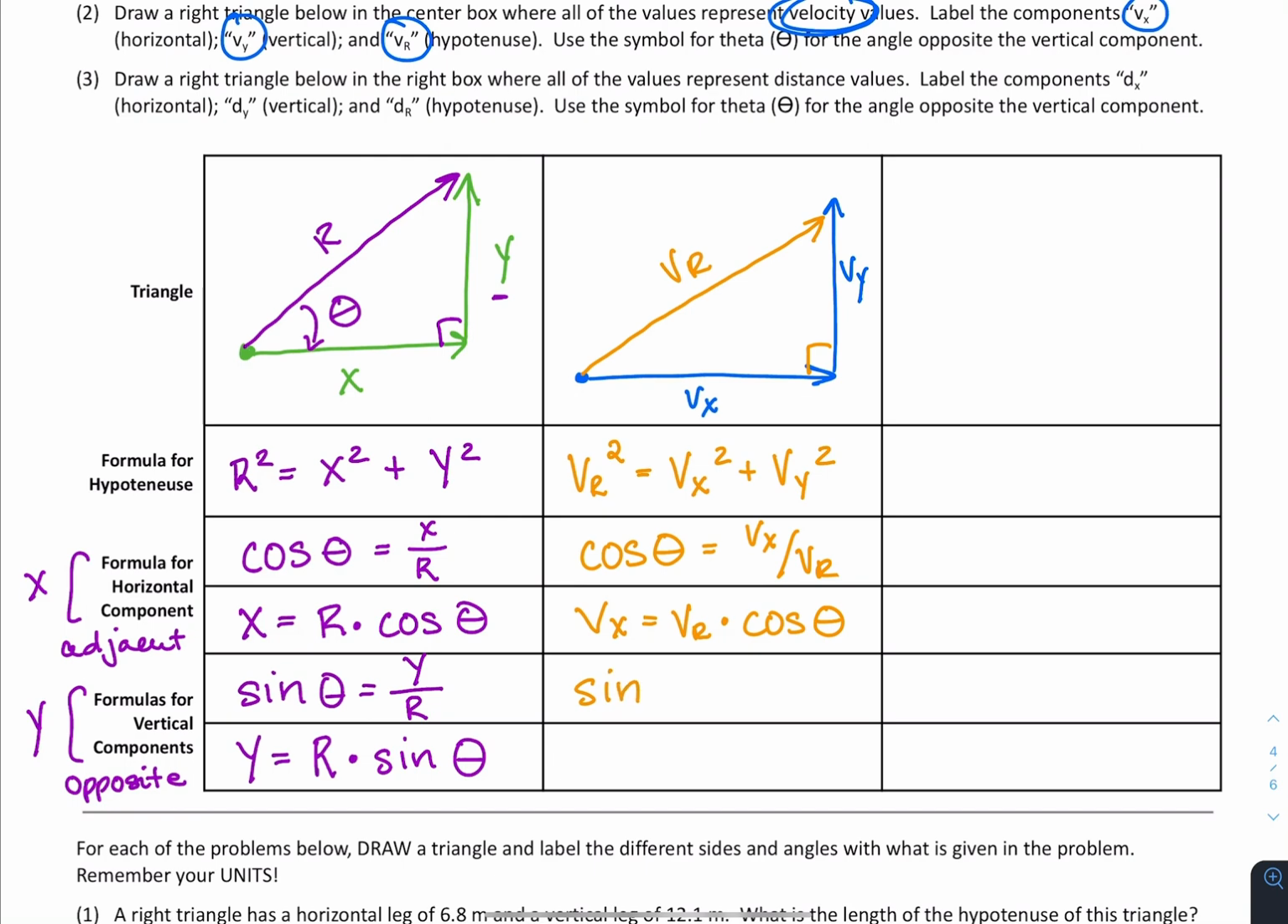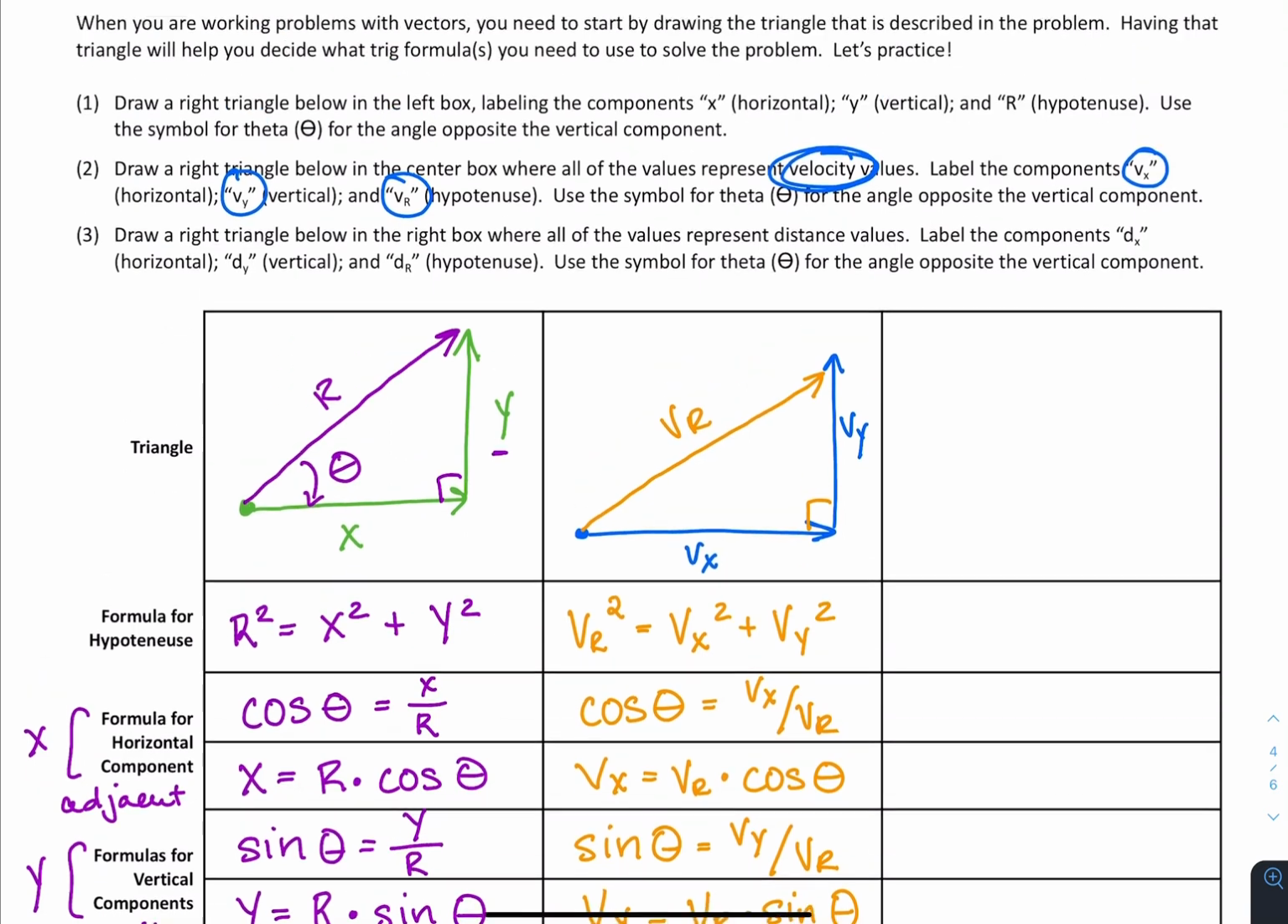We know the sine of theta equals Vy divided by Vr. And if we rearrange, Vy will be equal to our hypotenuse, Vr, times the sine of our angle. All right, so we would use a triangle that looks like this if we had velocity values in all three spots. Now note the formulas are the same from column to column. We're just changing what each leg represents.